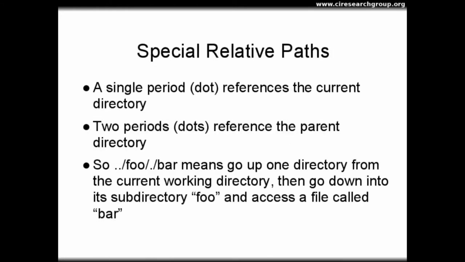There are also some special relative path name components that can be used. A single period, a single dot, references the current working directory. Two periods, or two dots, references the parent directory. Thus, the path ../foo/./bar means go up one directory from the current working directory, then go down into its subdirectory foo and access a file called bar. Notice that the single dot alone as part of a directory path generally has no effect because it refers to the current directory.